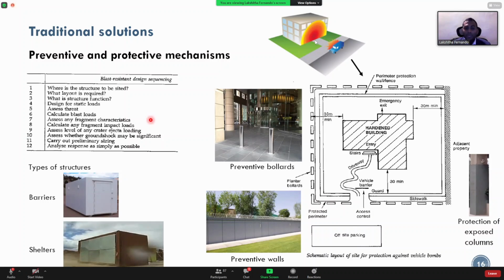I told you there can be fragments that can be considered as high velocity projectiles that can cause serious damage. And as you go down this list, we also take into account some of the other failure criteria that can occur due to blast. And then we do the preliminary sizing, and then we analyze the response of the structure.